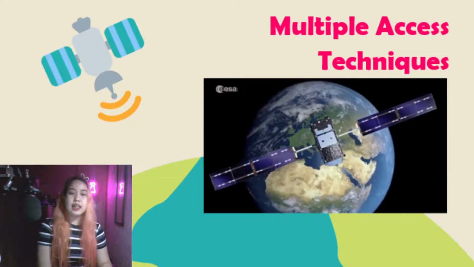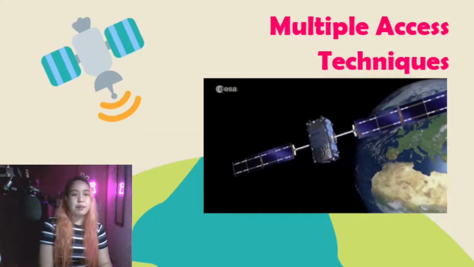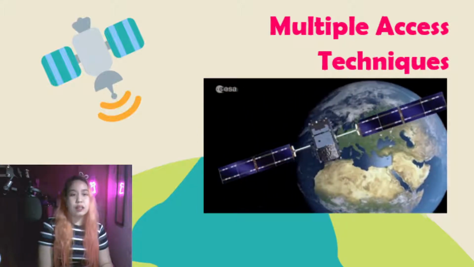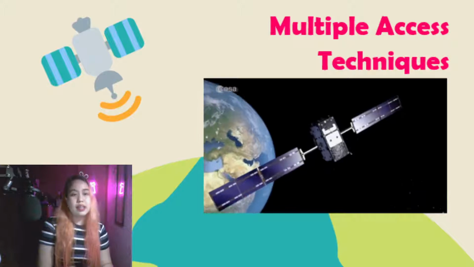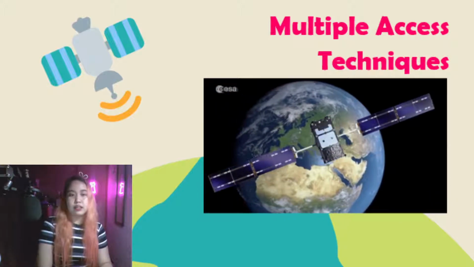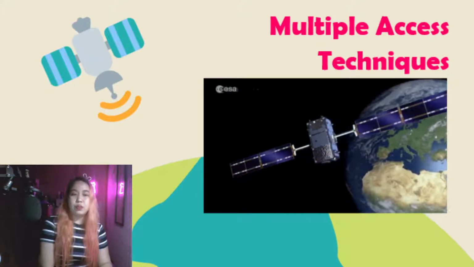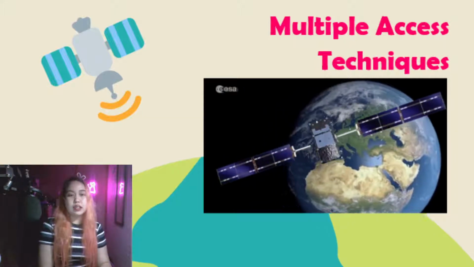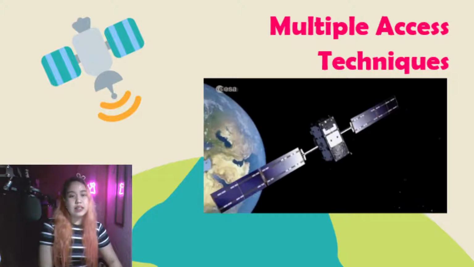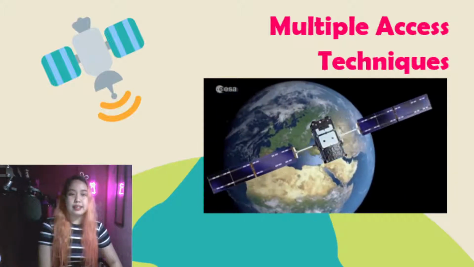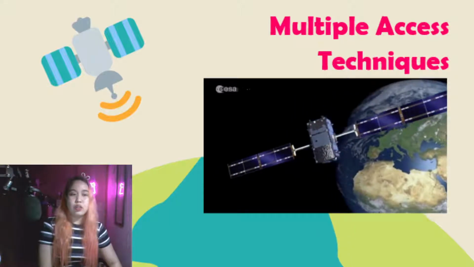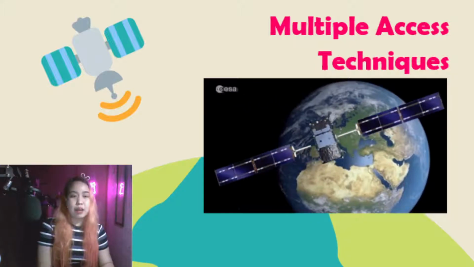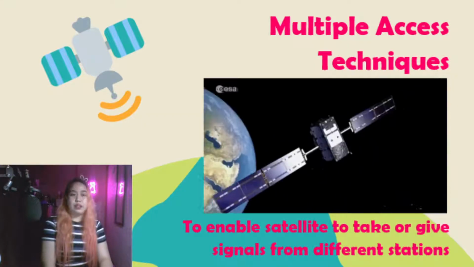Sometimes, a satellite service is present at a particular location on the Earth station, and sometimes it is not present. That means a satellite may have different service stations of its own located at different places on the Earth. They send carrier signals for the satellite. In this situation, we do multiple access to enable the satellite to take or give signals from different stations at the same time without any interference between them.